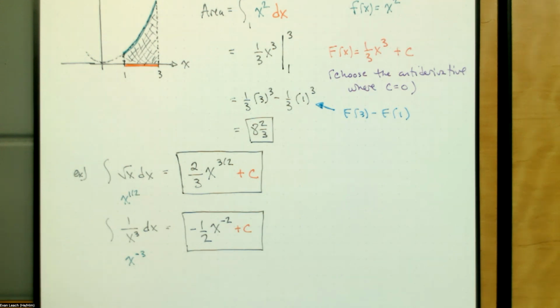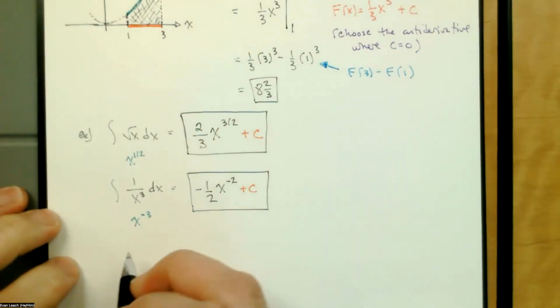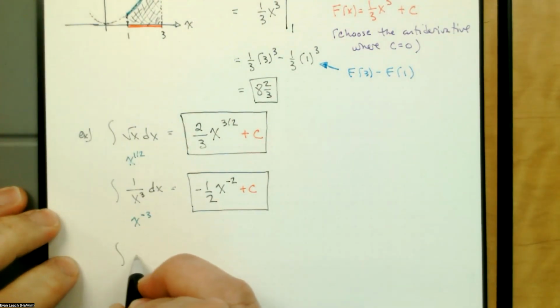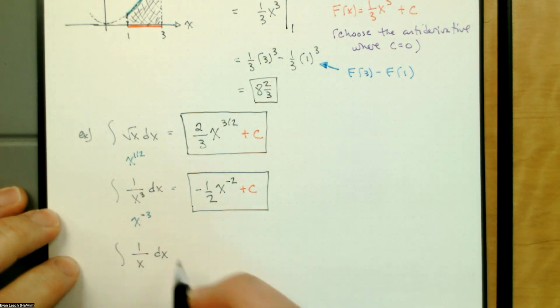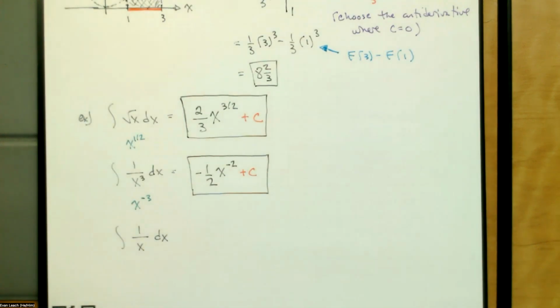There is a place where this breaks down. If we look at 1 over x as x to the negative 1, then all of a sudden we can't add 1 to the exponent and divide by the new exponent. Don't write this down, because it's going to involve dividing by 0.